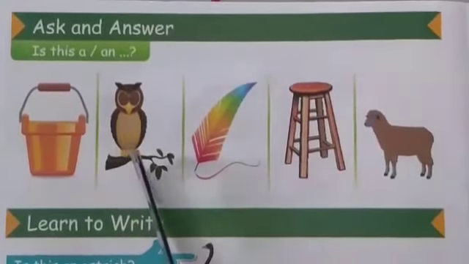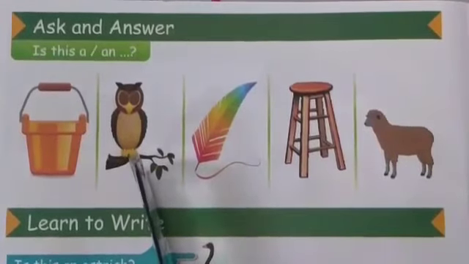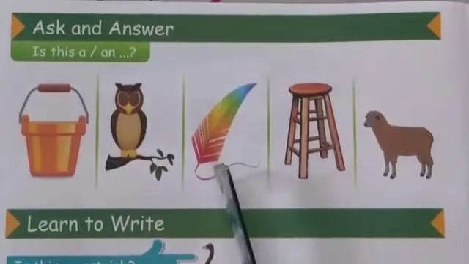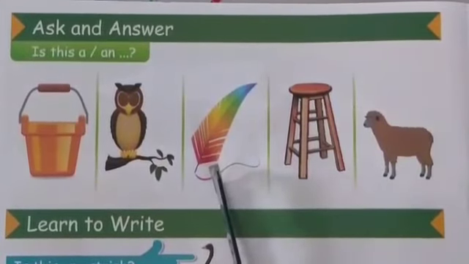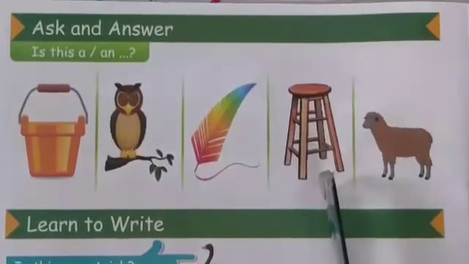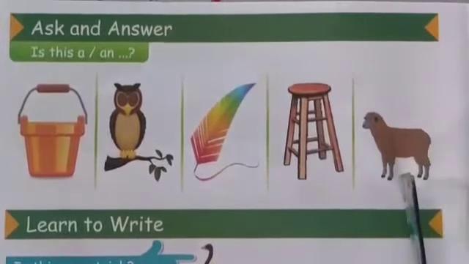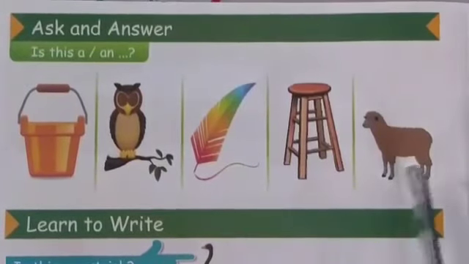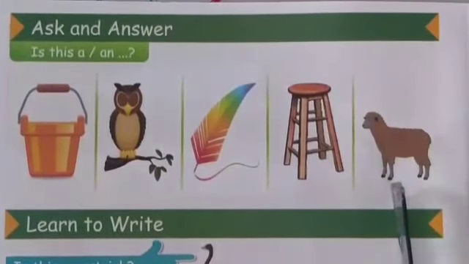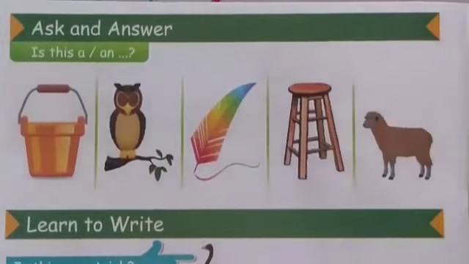Is this an owl? Yes, it is. Is this a quill? Yes, it is. Is this the table? No, it is not. Is this a stool? Yes, it is. Is this a sheep? Yes, it is. Very good. Now let's go to the next activity.